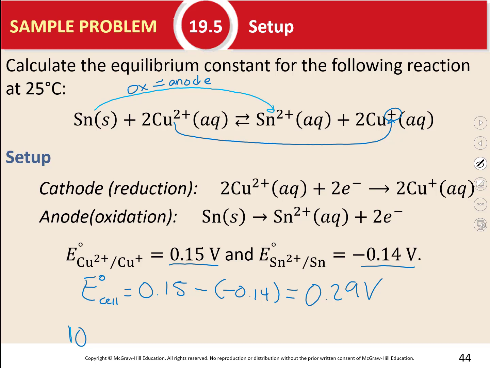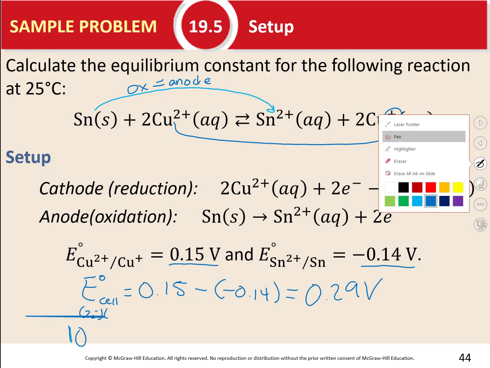10 raised to the E standard cell times N. Now what is N going to be for this reaction? 2. Good, 2 electrons. So N times E standard cell is 2 electrons times the 0.29 volts.